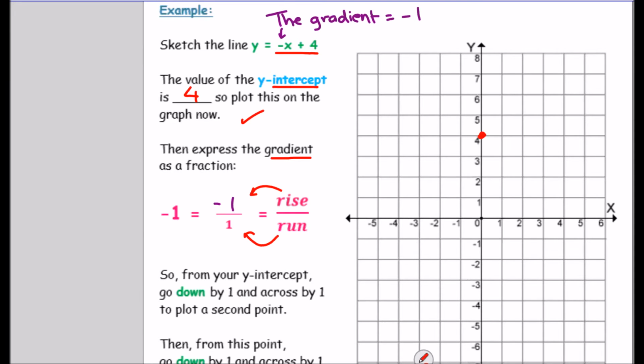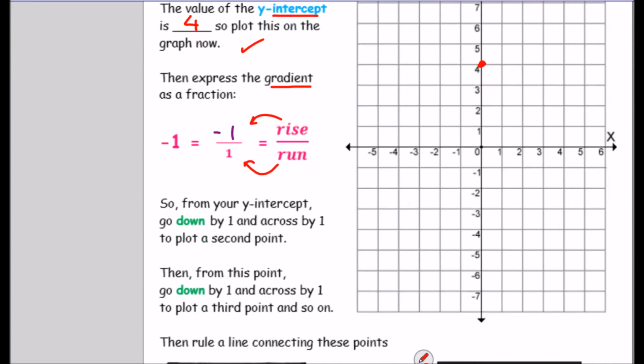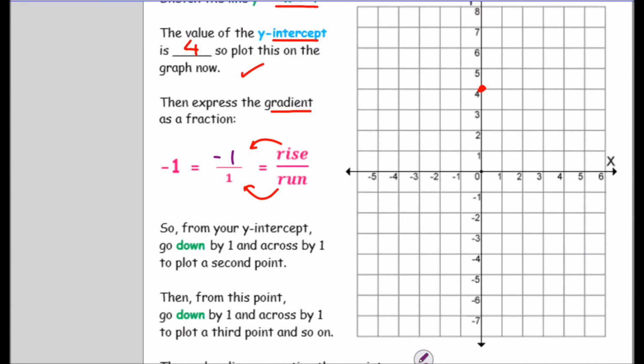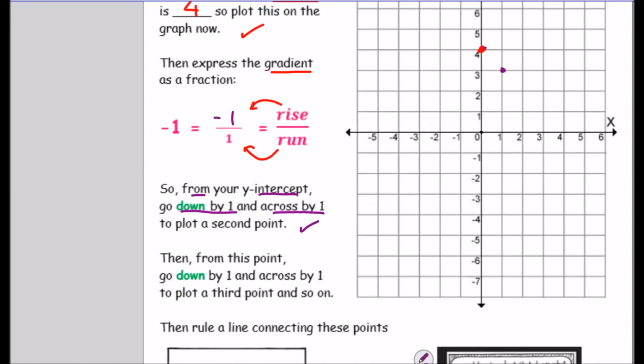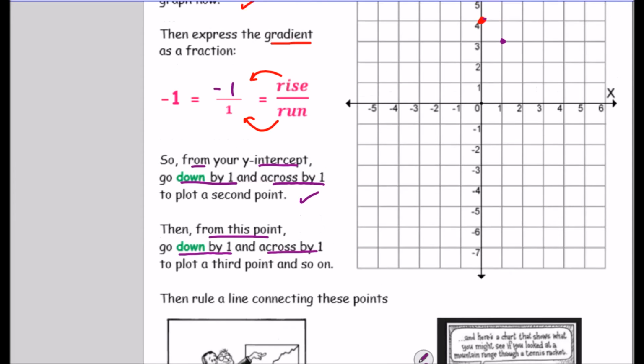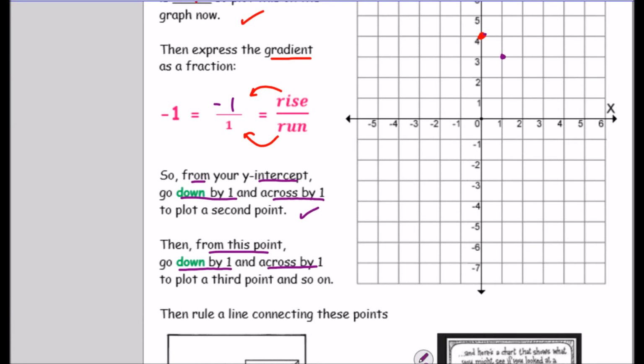So from your y-intercept, which is a red point, because it's a rise of -1, go down by 1 and across by 1. So from your y-intercept, let's go down by 1 and across by 1 to plot a second point. As I said, this is an alternative method for graphing. Some people find this a bit faster, but you just need to have gradient intercept form first. Now from that point that you just made, go down 1 and across by 1 again to plot a third point. There's our third point.